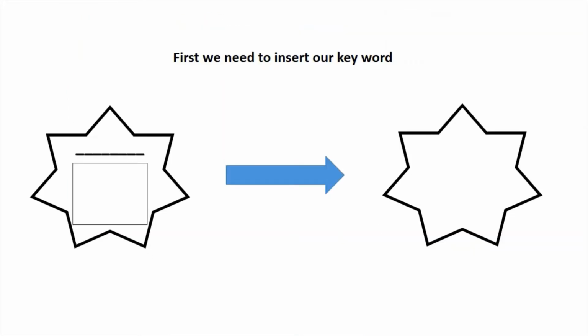The first thing that we need to do is to put the word that we are going to learn about in the middle of our word map. So for the purposes of today, I'm going to put the word dinosaur in the middle of our word map.